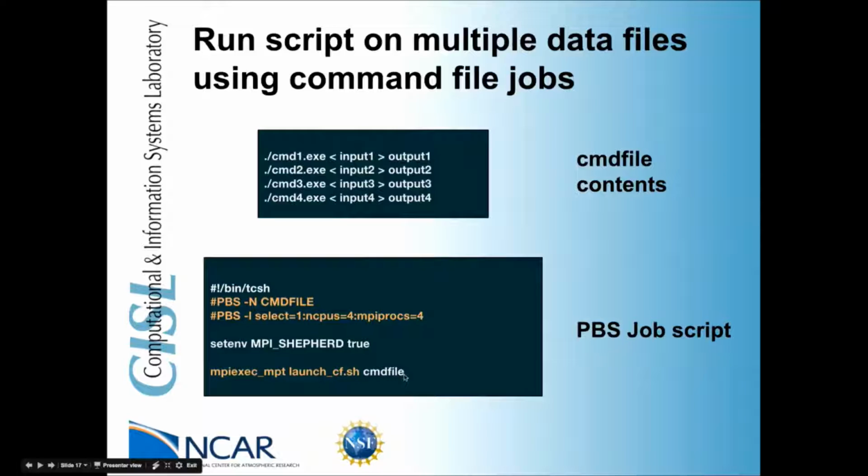And now there's an additional argument to mpiexec, this launch_cf.sh, and that script will handle all the stuff behind the scenes. So this is a nice way to exploit parallelism on the batch nodes, even if you have a serial program and you have different data sets that you want to operate on.